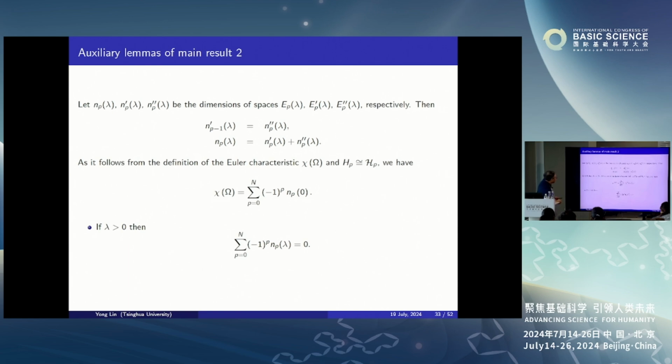This is the Euler characteristic, by definition it's just this. And we can also prove this sum is zero. This is zero. This just uses this, and the second one just uses this. We use these two, and you can easily prove this for this vector.